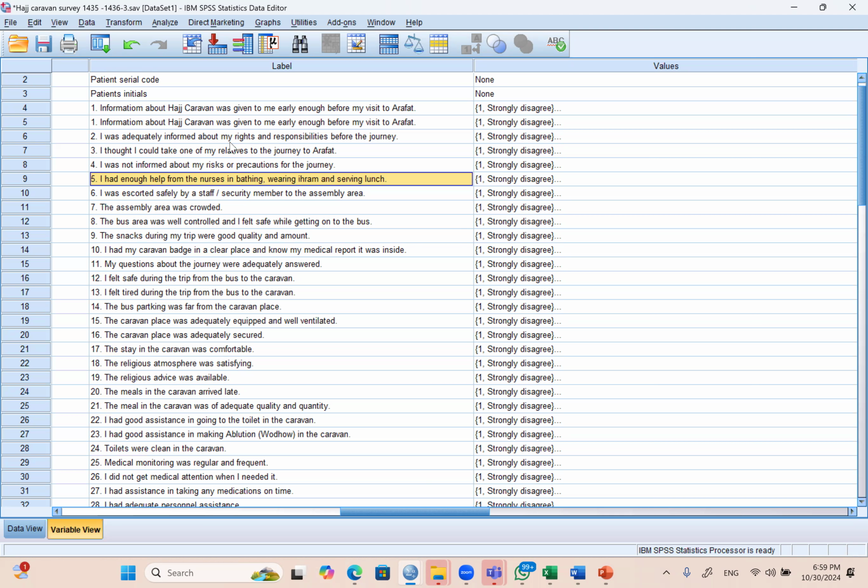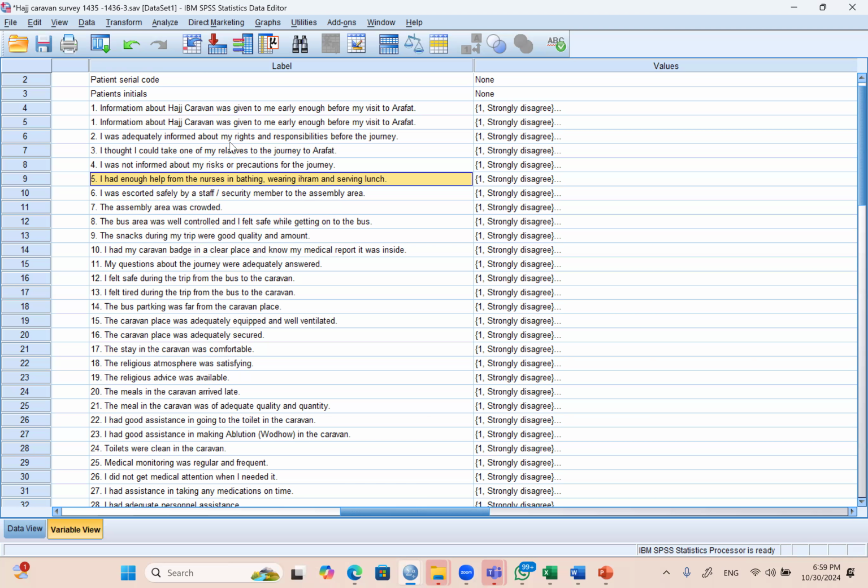Number 6, I was escorted safely by staff security. Assembly area was crowded. The bus area was well controlled. So it's moving us from the information to the actual help that was given to the patients, and then to safety measures within the caravan assembly area.